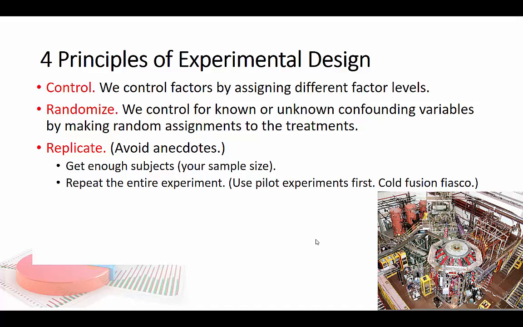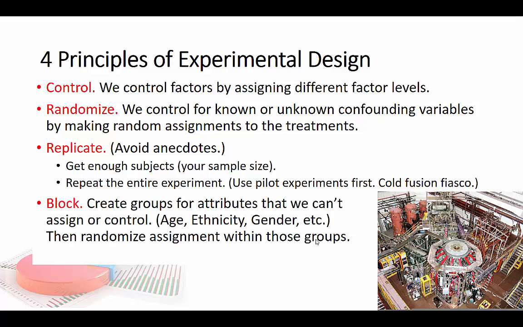There's one other aspect of experimental design, which we're not going to go into great depth on in this lesson, and that's called blocking. So you can create groups for attributes that you cannot assign or control. Things you can't assign or control: age, ethnicity, gender. So for example, let's say we did gender. You could have males in one group and females in another, and then test the effects of the curriculum or the hormone treatment. Ethnicity is also interesting because there are different reactions. Some ethnicities are more susceptible to some illnesses than others.